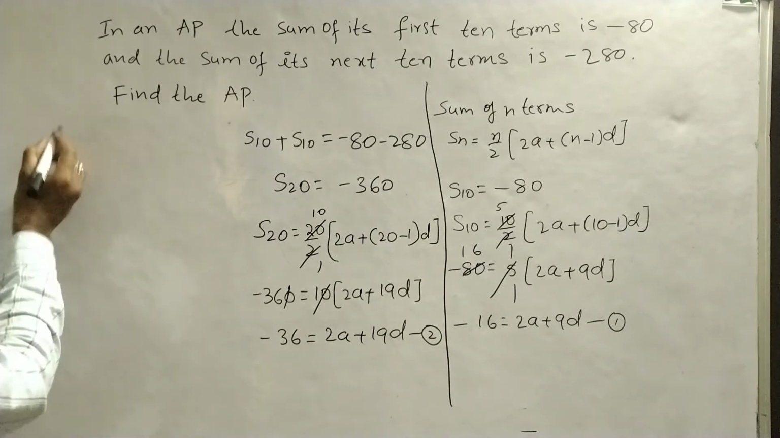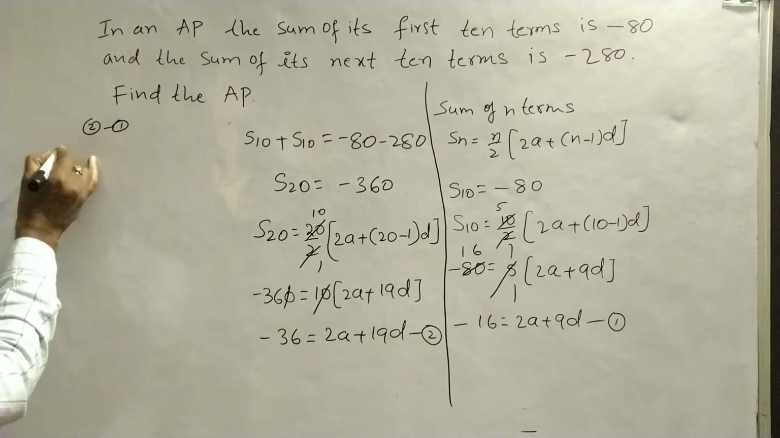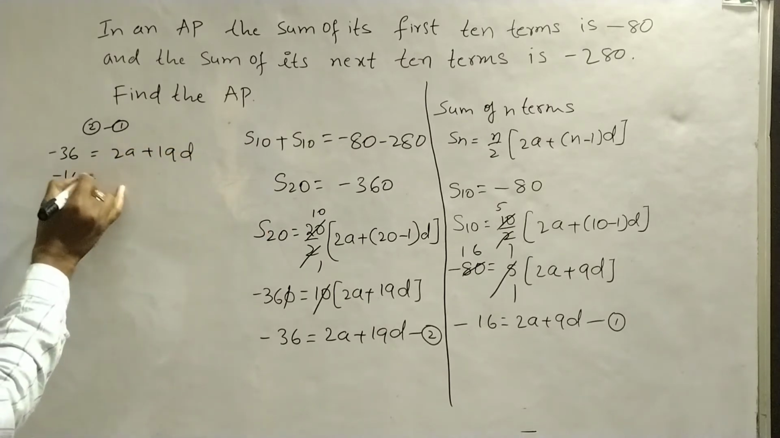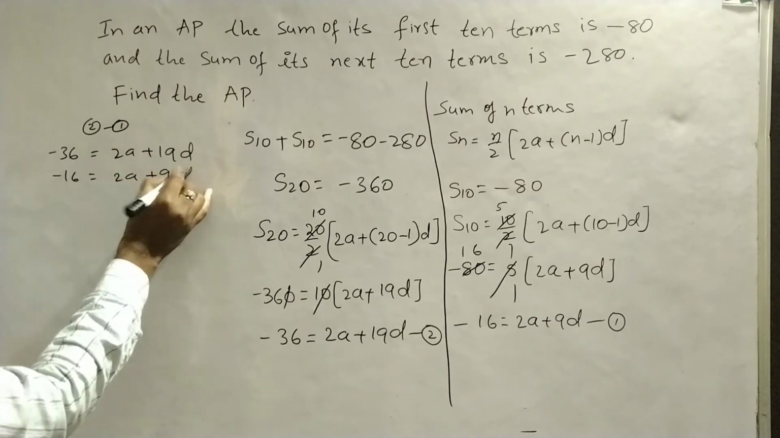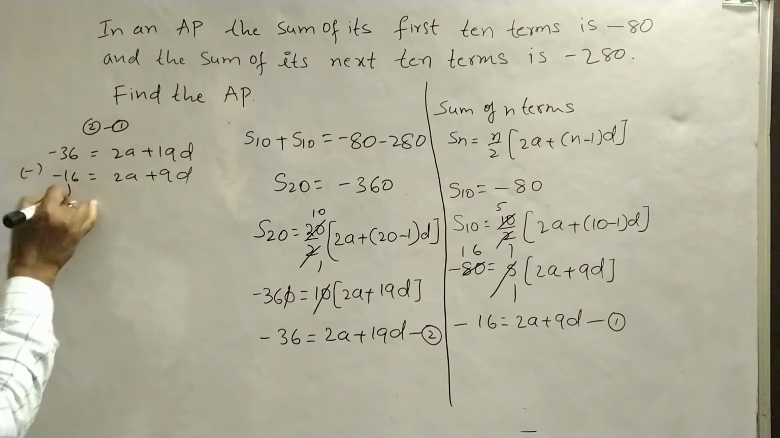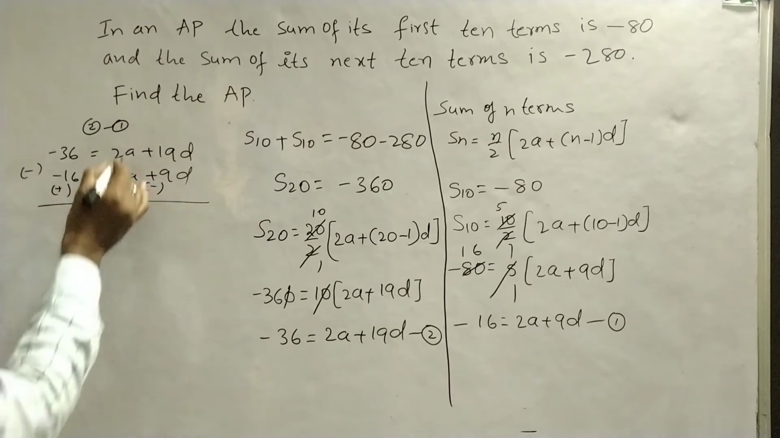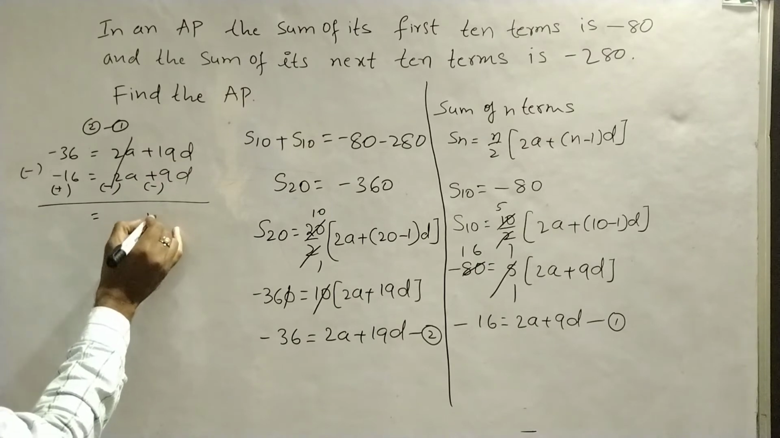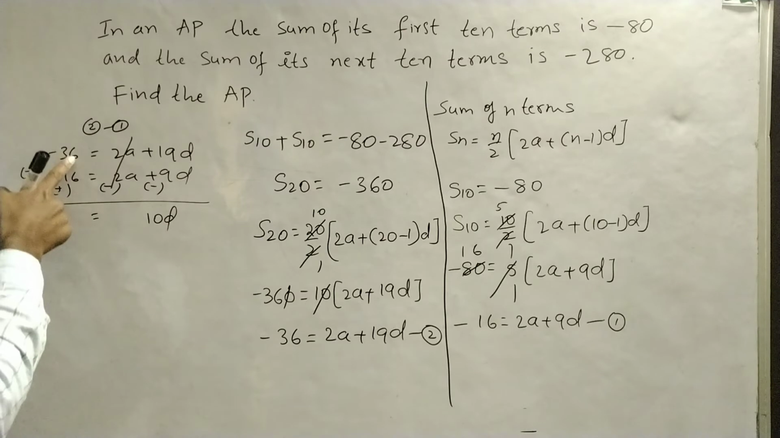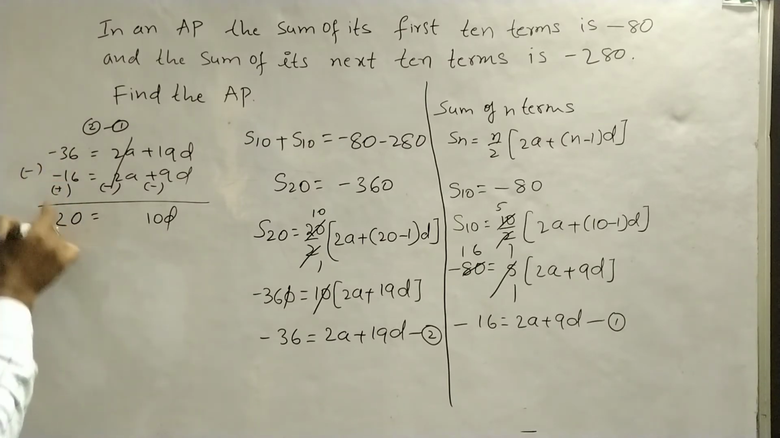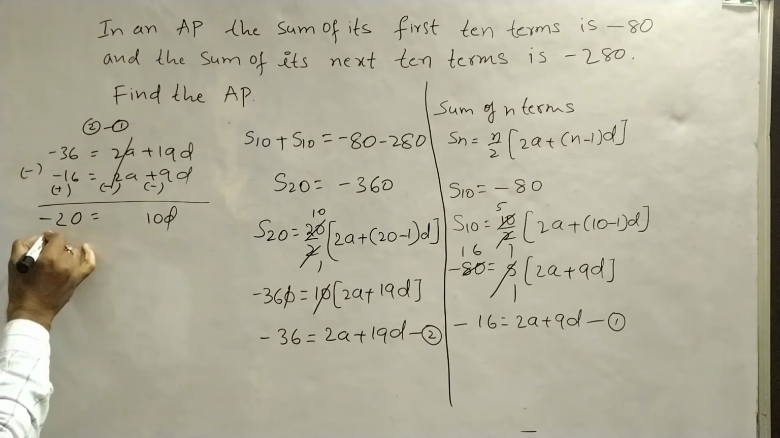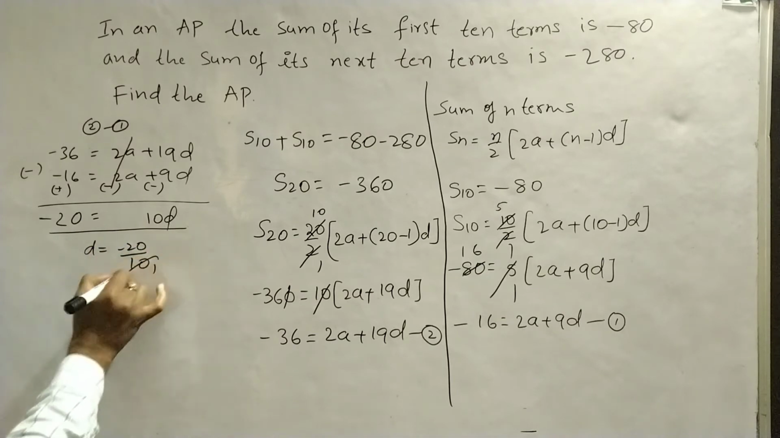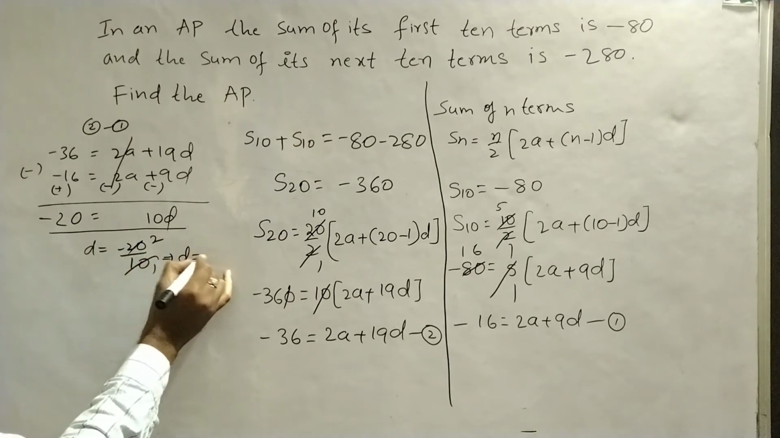I will do here equation 2 minus 1. Equation 2 is minus 36 equal 2a plus 19d. Equation 1 is minus 16 equal 2a plus 9d. So we can subtract. 2a minus 2a cancels. 19d minus 9d is 10d. On the left, minus 36 plus 16 is minus 20. So d equal minus 20 by 10, so d value will be minus 2.